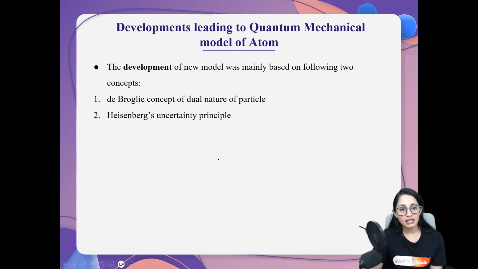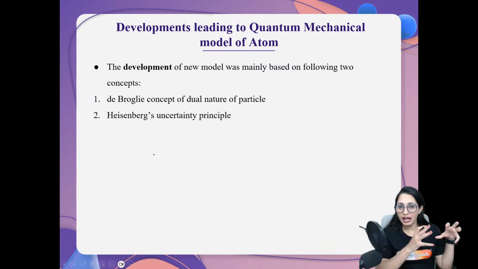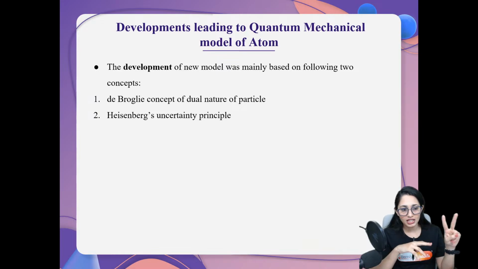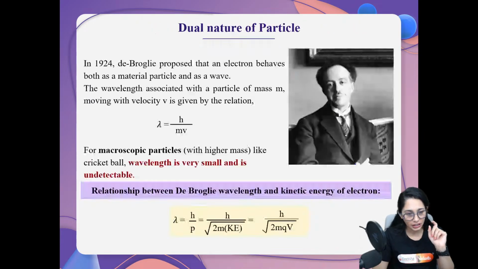Alright. You must have heard about quantum physics. In physics there is a separate branch called quantum physics. Just like that, even in chemistry we have quantum chemistry. So the development of a new model was mainly based on the following two concepts: de Broglie's concept of dual nature of matter particle, and Heisenberg uncertainty principle.